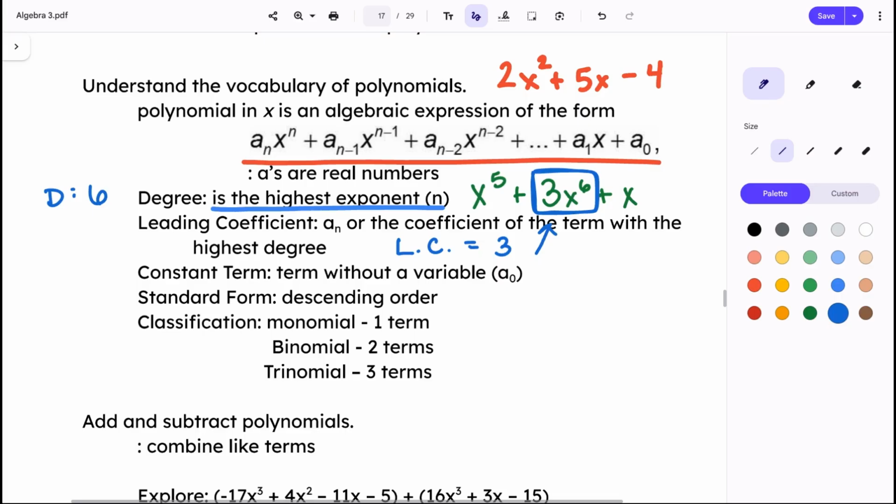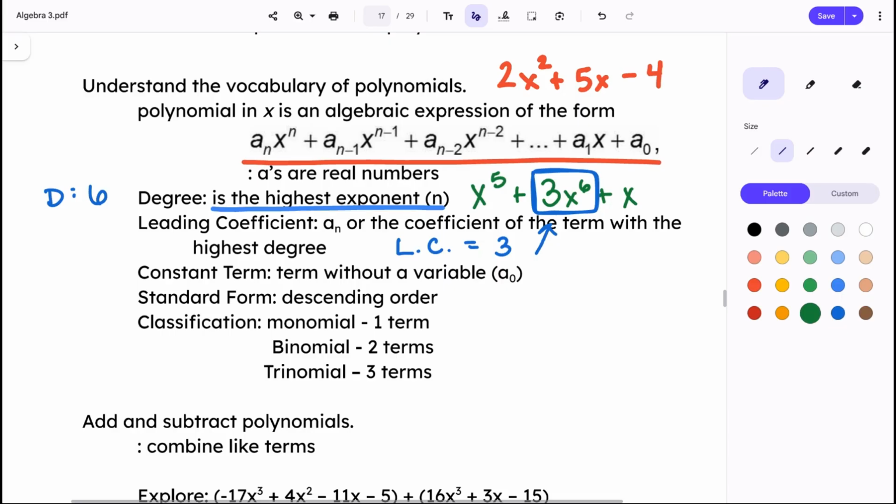A constant term in a polynomial would be something that doesn't have a letter. So usually at the very end, if you're going down one at a time with your x's, sometimes they'll have a term that doesn't have an x anymore, or whatever letter they're using, and that would just be your constant term. So it's just anything with a number.